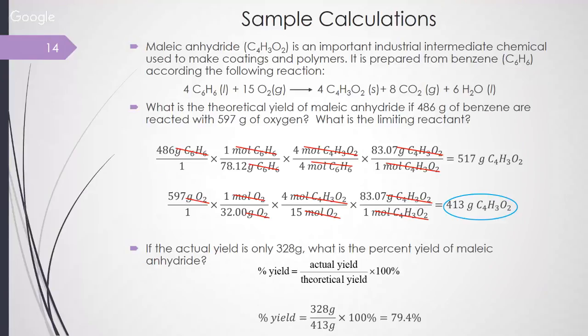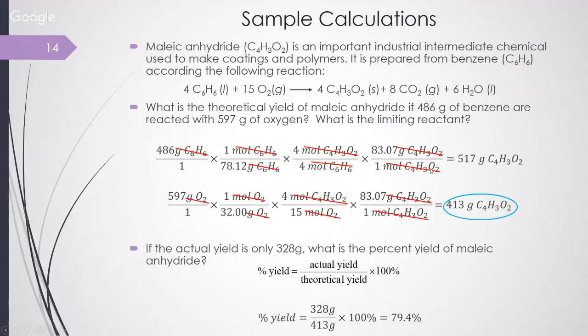Then, in the second step, we look at our mole-to-mole relationships. For example, with the benzene conversion, in my first step, I've divided by the molar mass. 1 mole on the top, that's how we always begin. Then I look and see that for every 4 moles of benzene I react, I get 4 moles of maleic anhydride produced. So 4 moles of the maleic anhydride on the top, 4 moles of benzene on the bottom. The last step involves then the molar mass of maleic anhydride.